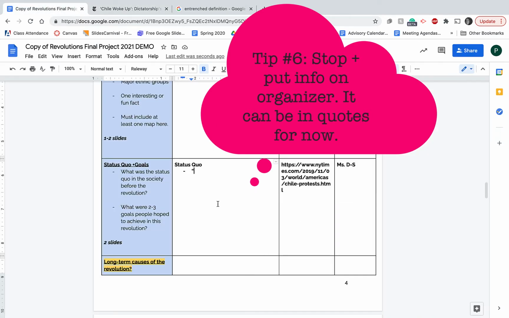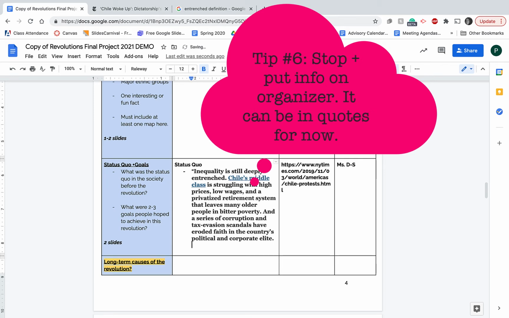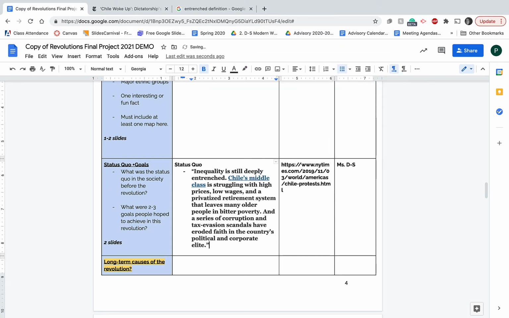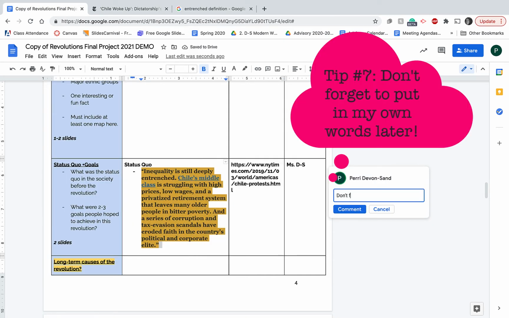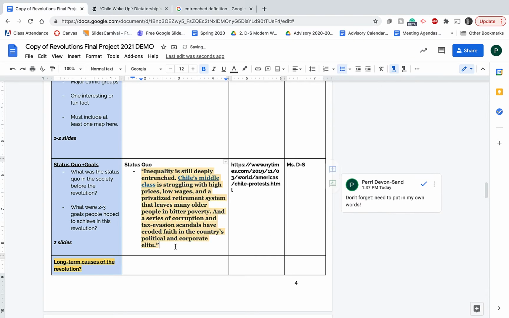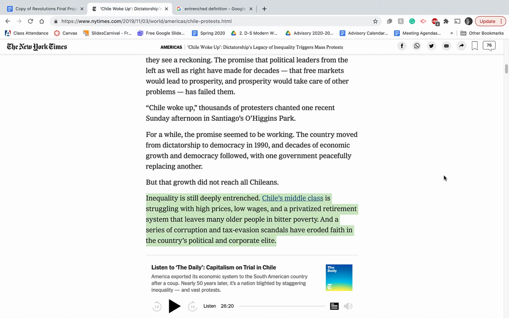Copy and paste it over so I don't forget. I can always come back to it. And I'm going to make a note for myself that says don't forget, need to put in my own words. I'm just putting it there as a placeholder. Okay, so that's the status quo. Let's keep reading, seeing what else.